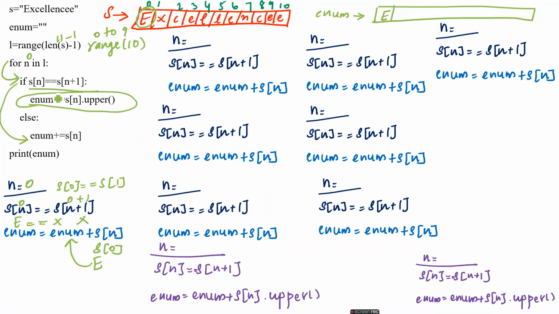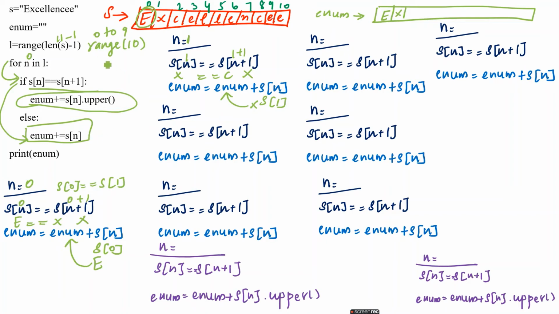Now the next value from the range function will be 1. We will go back to the loop and the next value for n will be 1. Again we will check s of 1 is equal to s of 1 plus 1, that is s of 2. S of 1 is x and s of 2 is c. The condition is false. So we will execute this statement. Enum equal to enum plus s of n. S of n is s of 1. The value of s of 1 is x. So we have to join x to enum. So x is joined or concatenated.